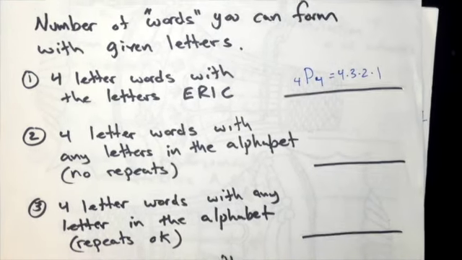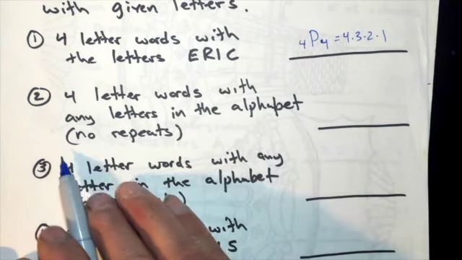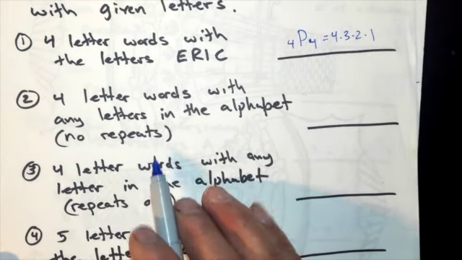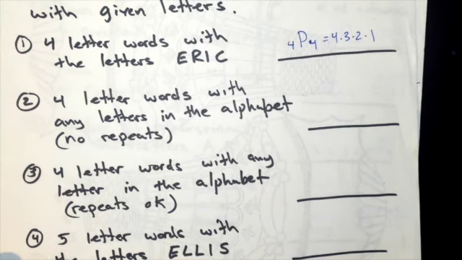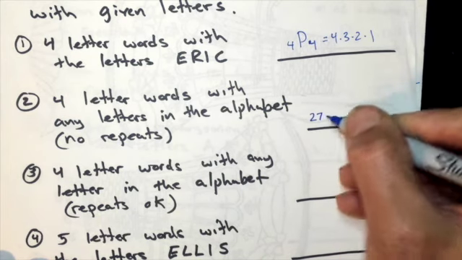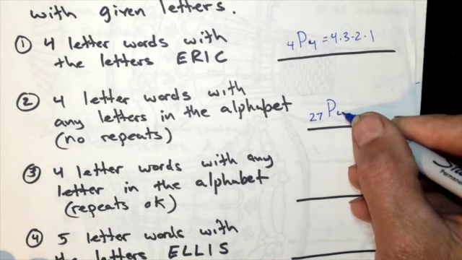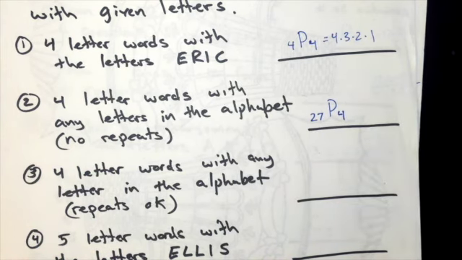Okay, well, what if I wanted 4-letter words with any letter in the alphabet, but no repeats? So I have to consider that my pool of letters that I'm choosing from is 27. So that would be 27 P 4. Okay, so 4-letter words with all letters in the alphabet. No repeats on that one.